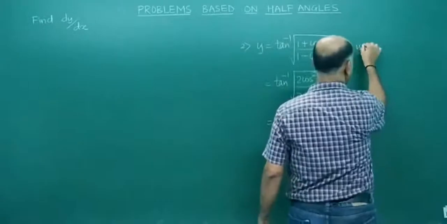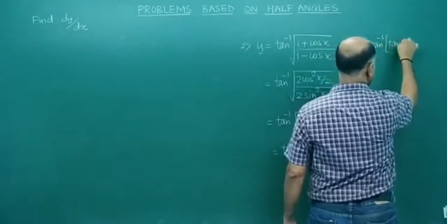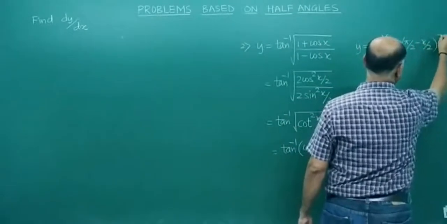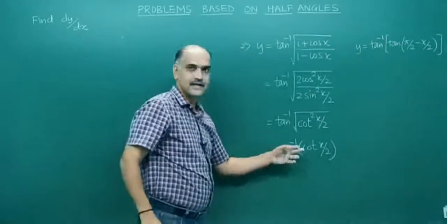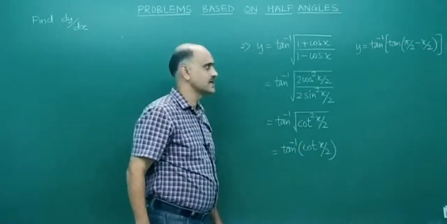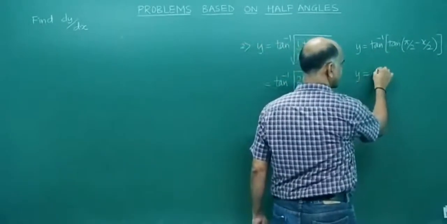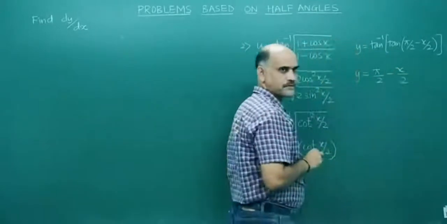So you will have y is equal to tan inverse tan of pi by 2 minus x by 2. You are required to convert this cot to tan. So tan inverse tan gets cancelled. You will have pi by 2 minus x by 2.